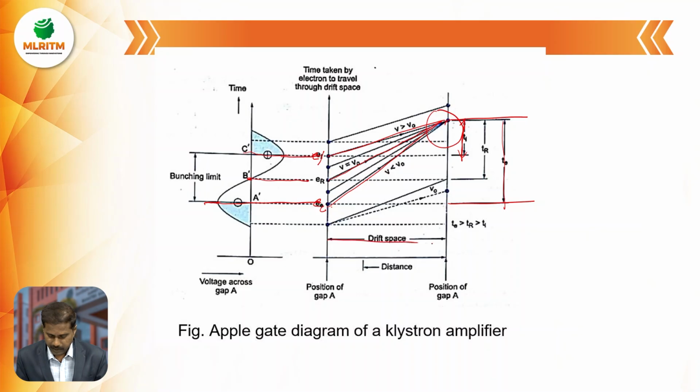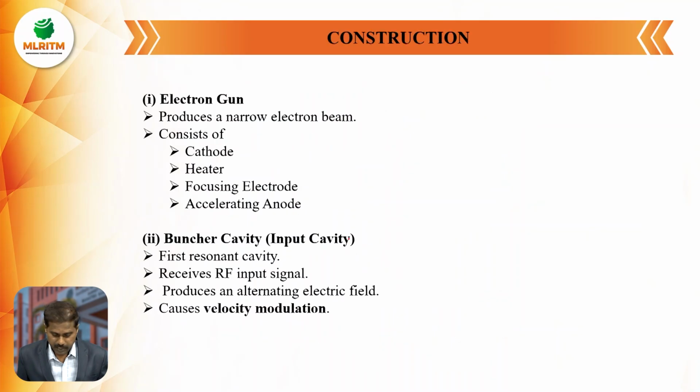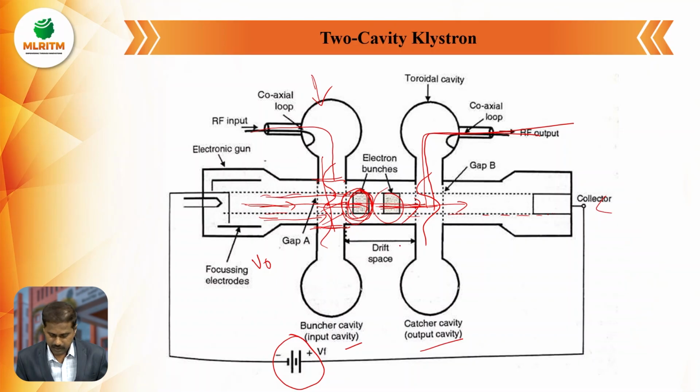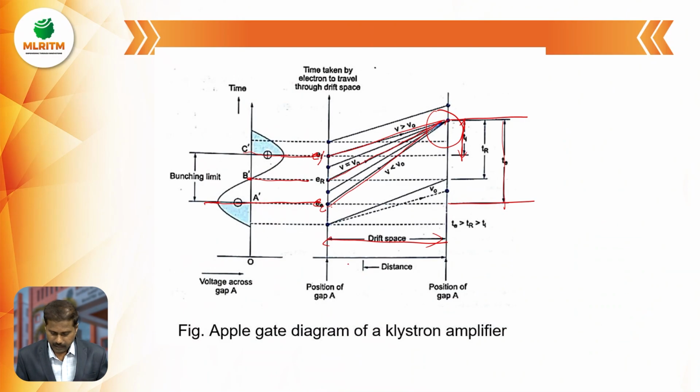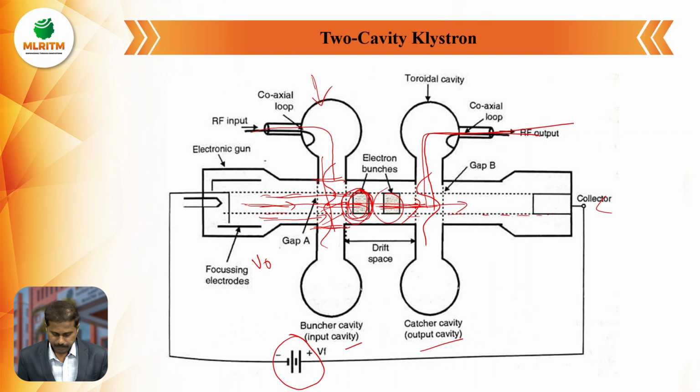So this is called the drift space. Drift space means the space between these two cavities, and the distance traveled from here to here is the distance, and this is the time taken by these three electrons. The voltage across gap A, and the position at gap A. When you see the diagram, at gap A, at the buncher cavity, the electron bunches are forming. This is the drift space. And at the second cavity, the catcher cavity, we are taking the output signal.